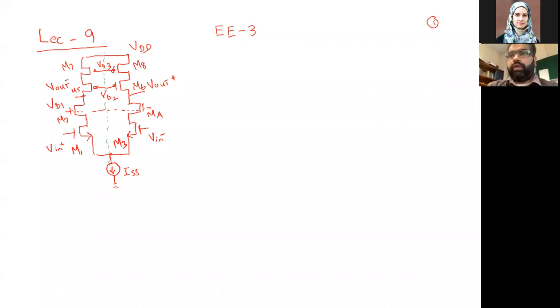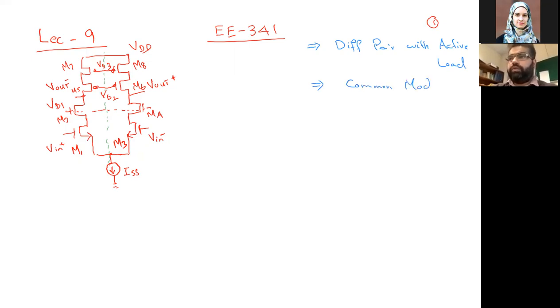Lecture number 9, EE341, microelectronics. What we are going to cover today, based on time permitting, are two main topics. The first one is the differential pair, diff pair, with active load. We'll see why we need it, how it's different from the other one, and what is meant by active load. And second, common mode rejection and common mode rejection ratio.